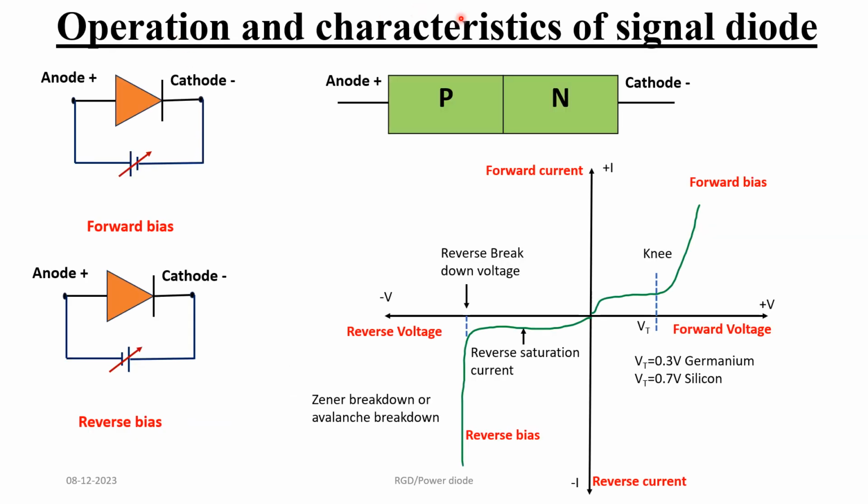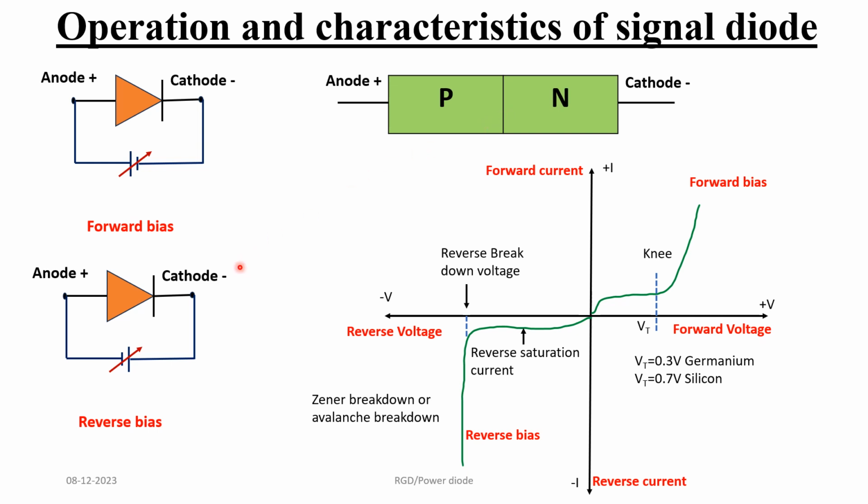Let us see the operation and characteristics of signal diode. When a signal diode is forward biased, it means that the positive side of the voltage is connected to the anode and the negative side of the voltage is connected to the cathode. So during forward bias, it reduces the potential barrier for the electron flow across the junction, which permits more current to pass through the diode.